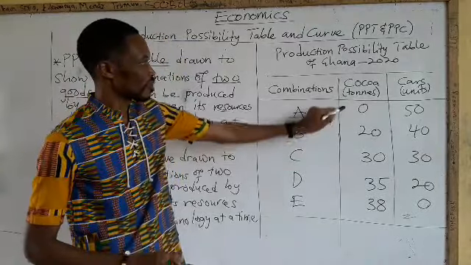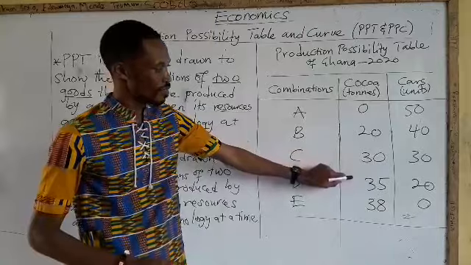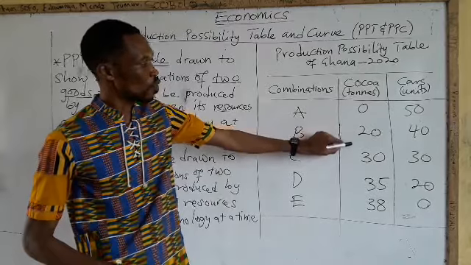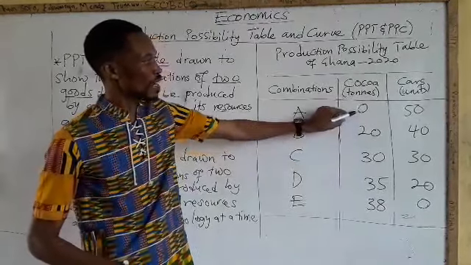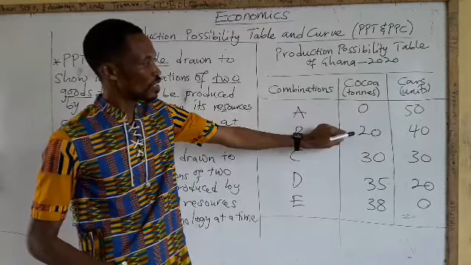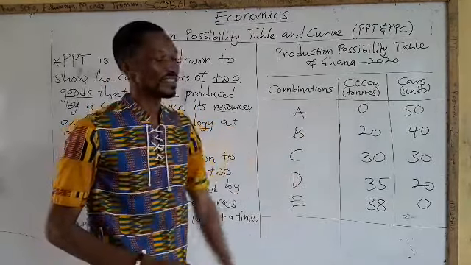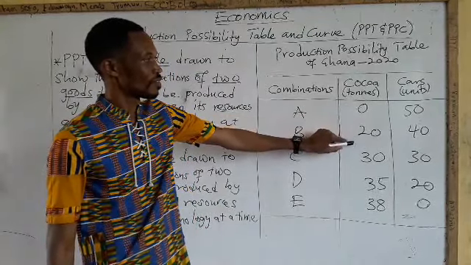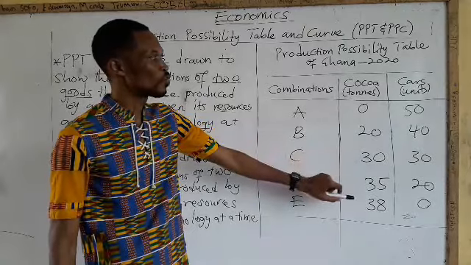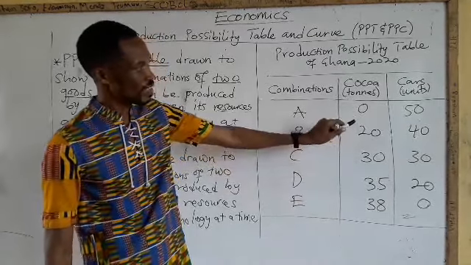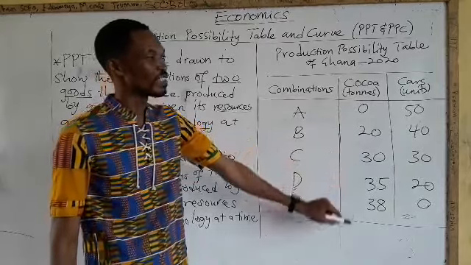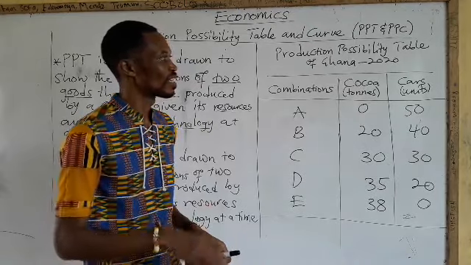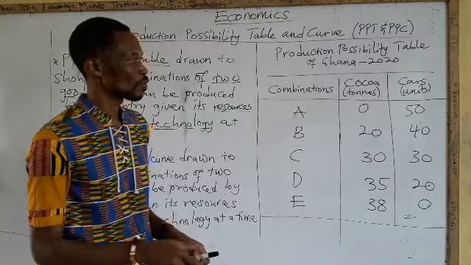Look at my hand as I move my hand down. Okay, then look at the values of the cocoa, the tons of cocoa. You realize as I move my hand down, it is increasing: 0, 20, 30, 35, and 38. Compare that to the cars as I run my hand down. Surely you will notice that the values of the cars are falling. It's 50, 40, 30, 20, and 0. This describes what we call a relationship between the units of the cars and the tons of the cocoa.